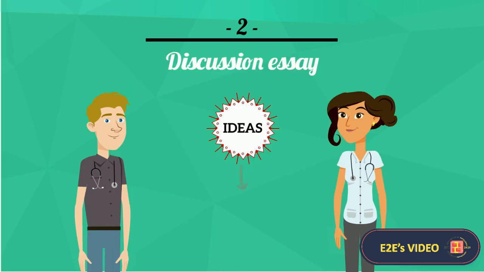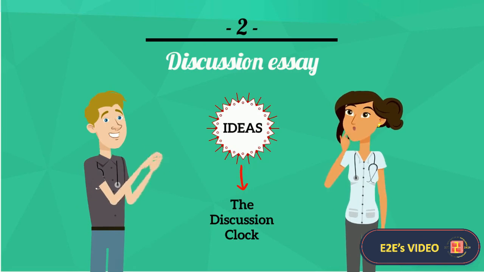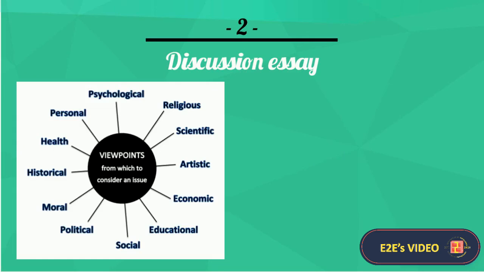Therefore, we would like to show you a method to brainstorm ideas, the discussion clock. It is a clock based on the principles of looking at issues from different angles. As you can see, the clock has various branches for you to categorize and orient your thinking better. This will eventually make your writing clearer and more logical.